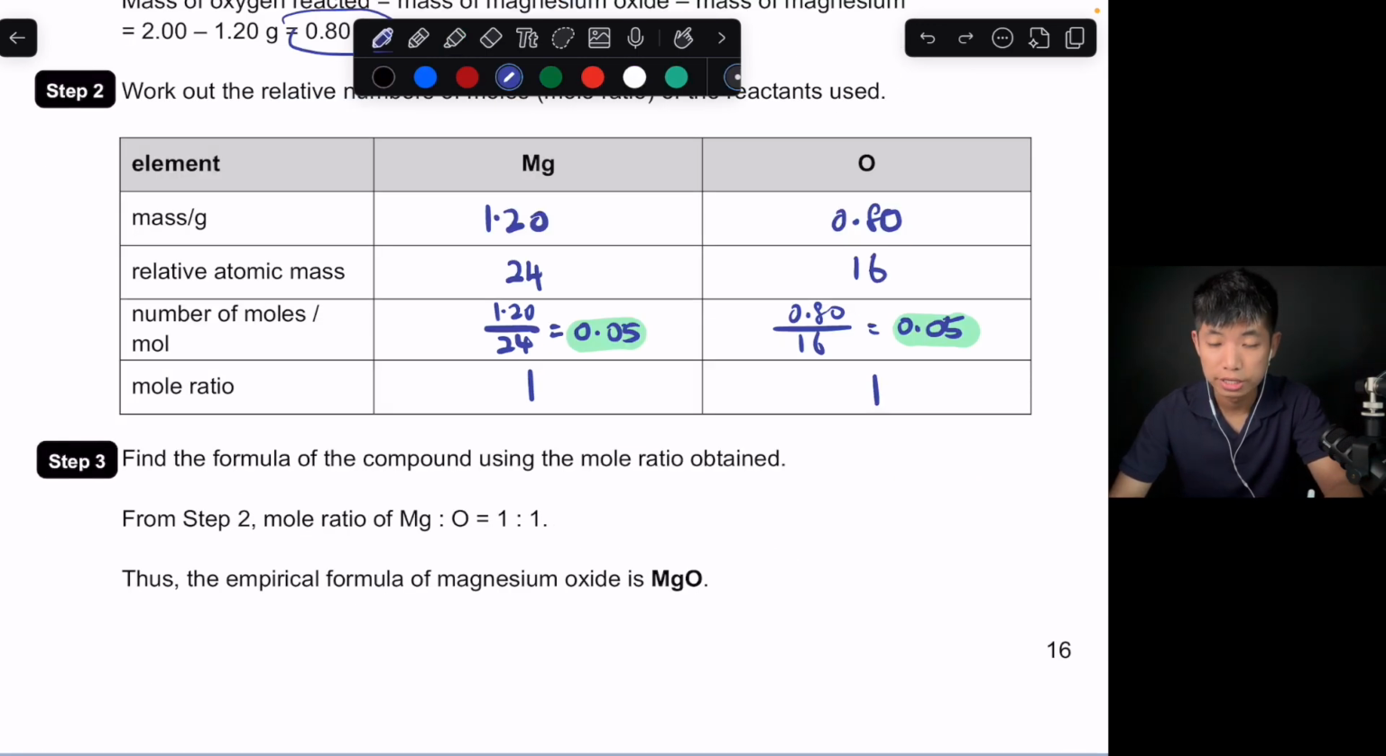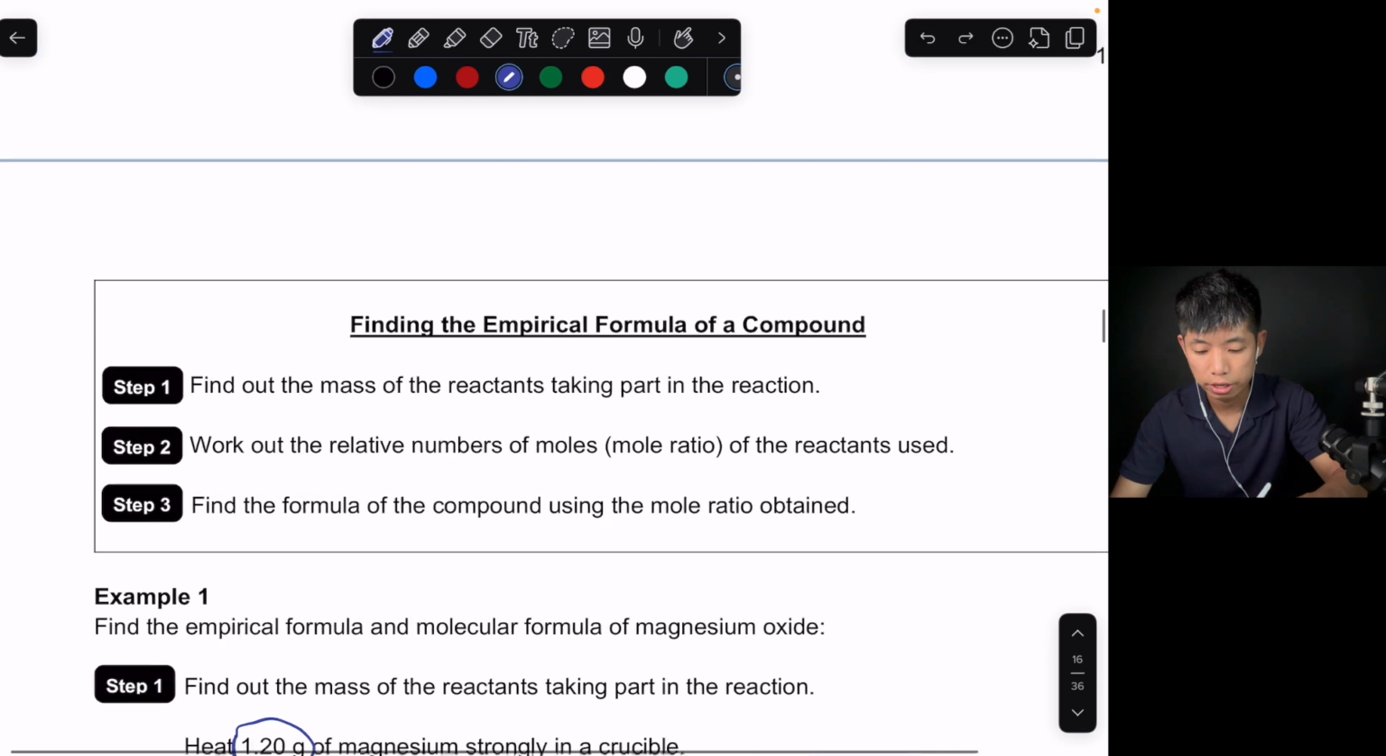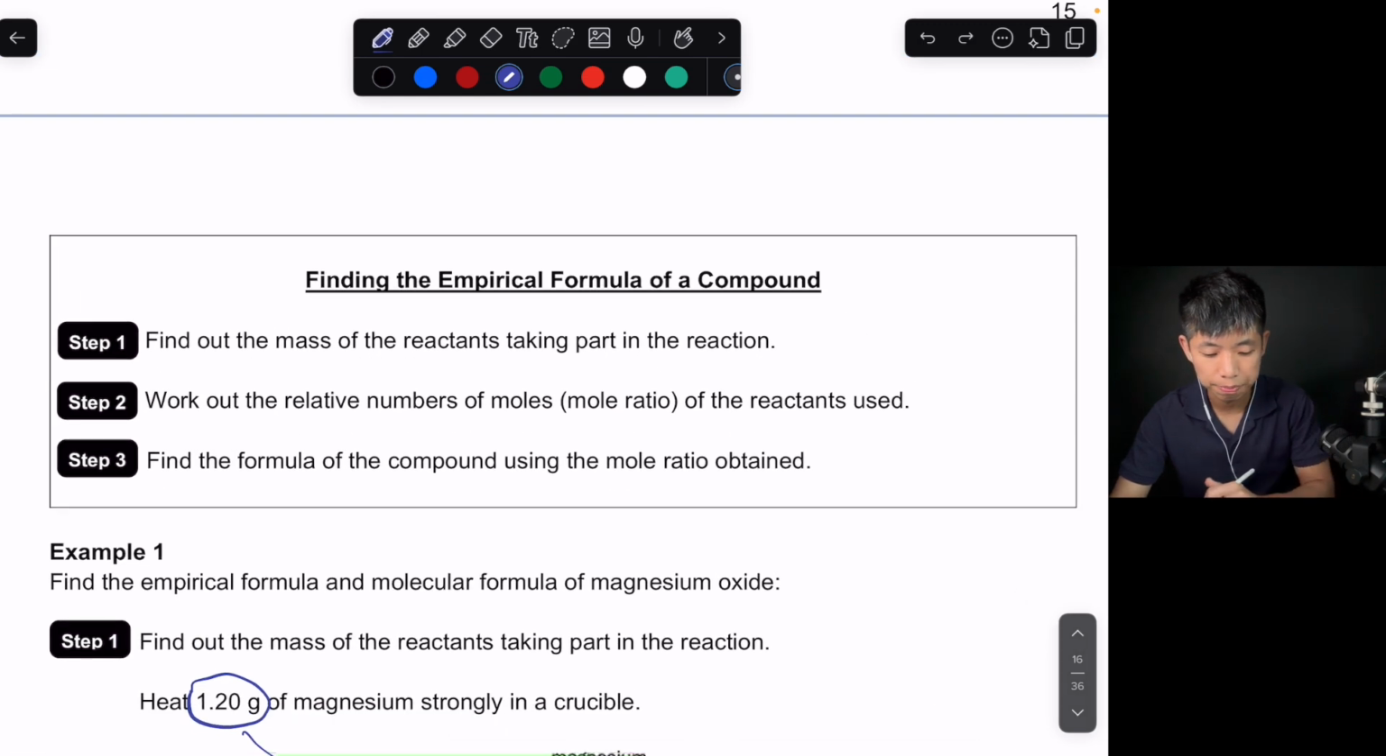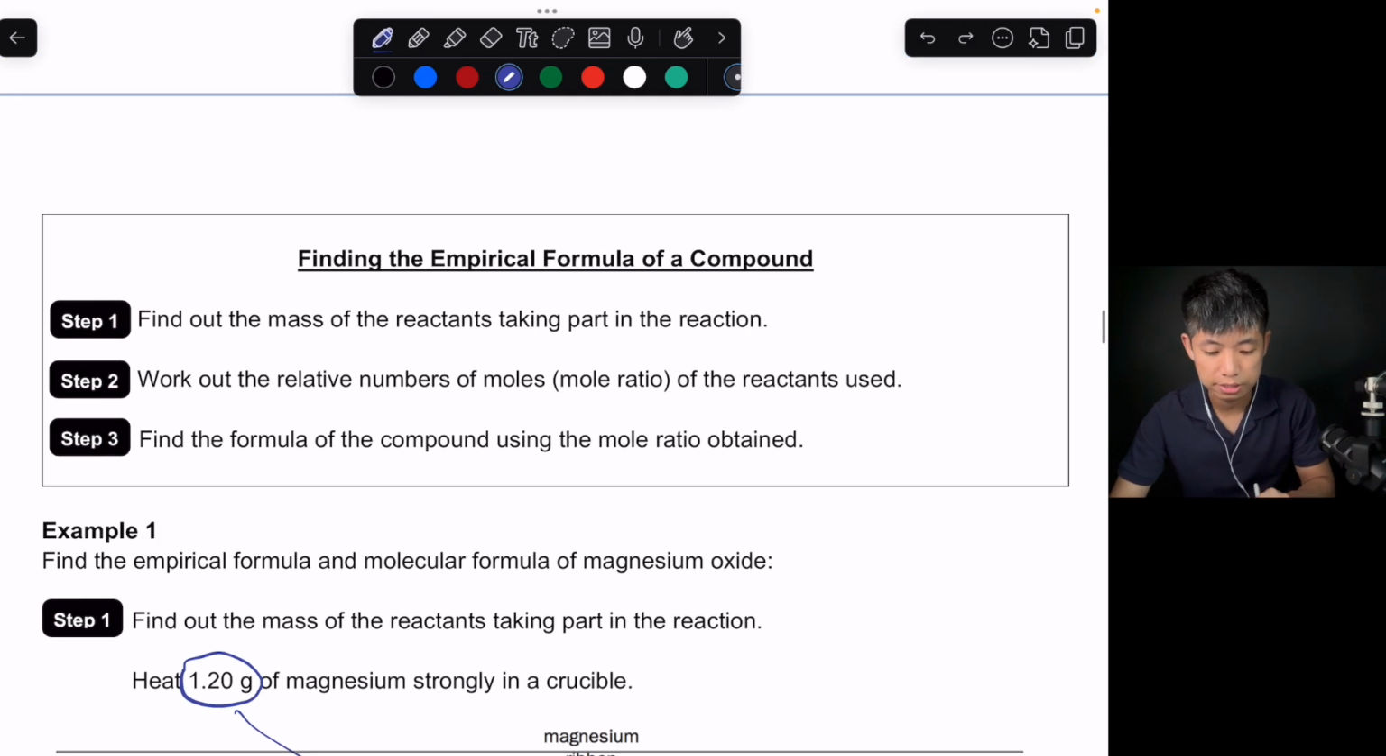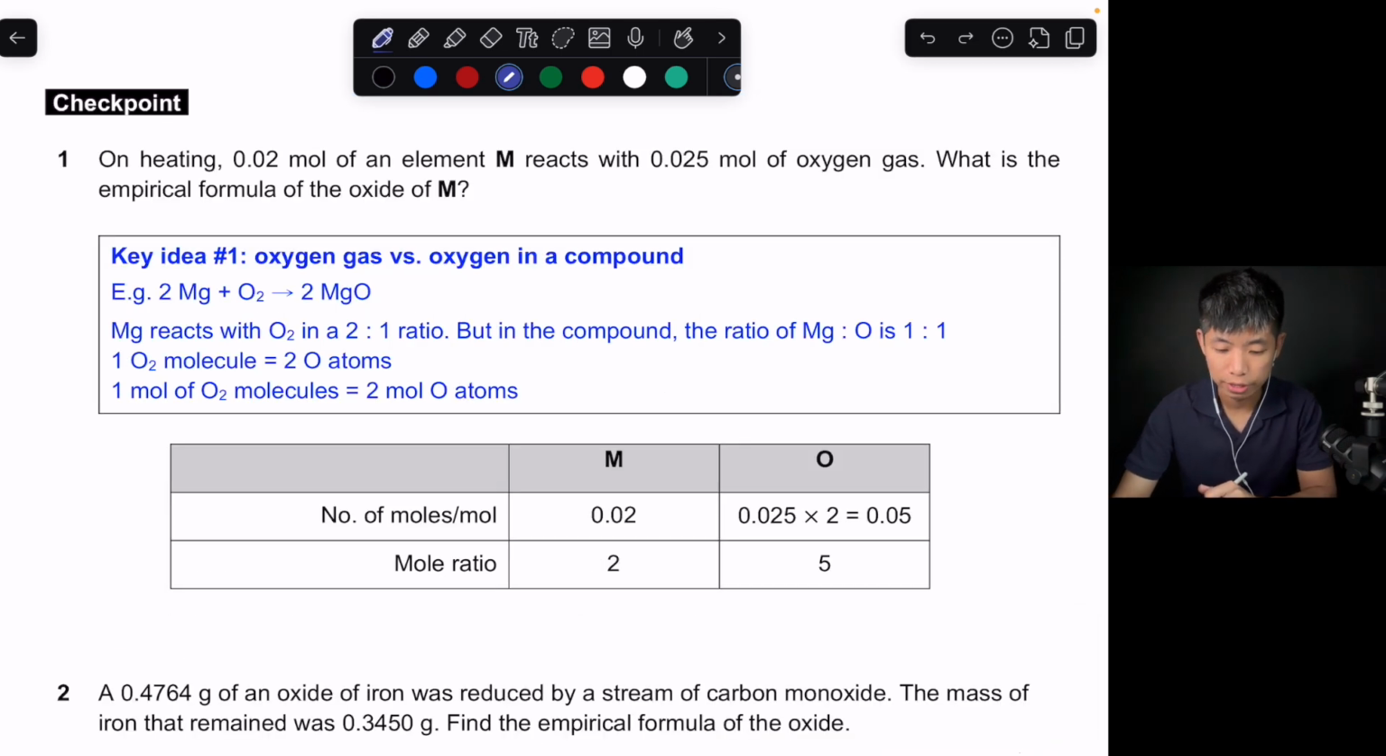So this is how it's usually done. We can draw a table, put the elements in the columns, then we have mass, put the Ar, find number of moles, and then mole ratio. Okay, so you can draw this table in exams as well, and I summarized the steps in this box above. So let's try a few examples together. And with each example, there is a key message that I want to let you know.